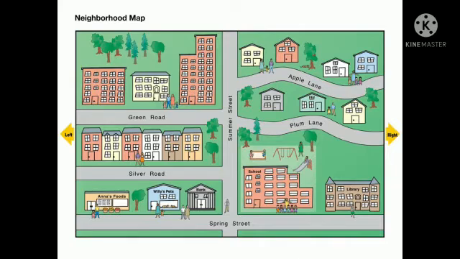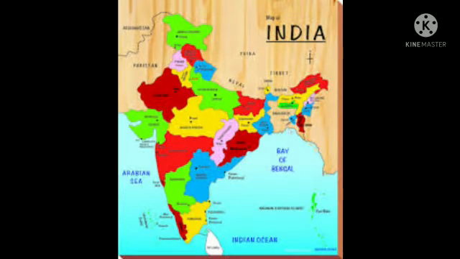So suppose you want to go to your friend's house and you don't know the location. So what do you need to reach your friend's house? You just need a map. Maps are drawings that show us the position of various places, as you can see in the picture. We use a map to go from one place to another. They help us locate places easily.